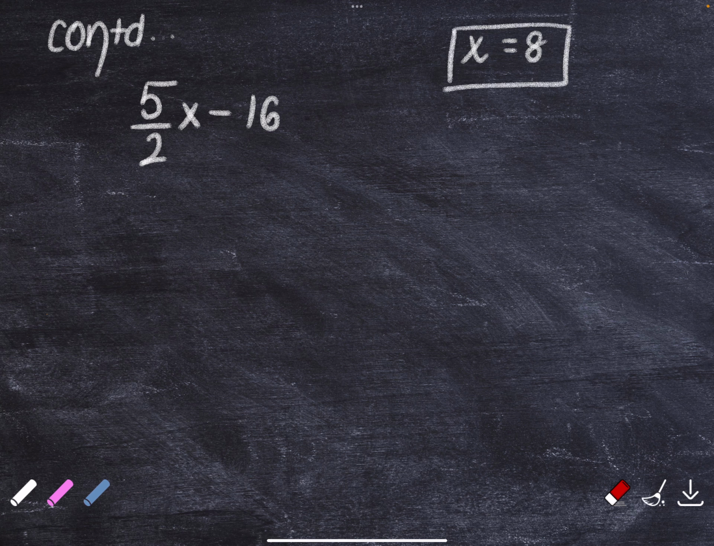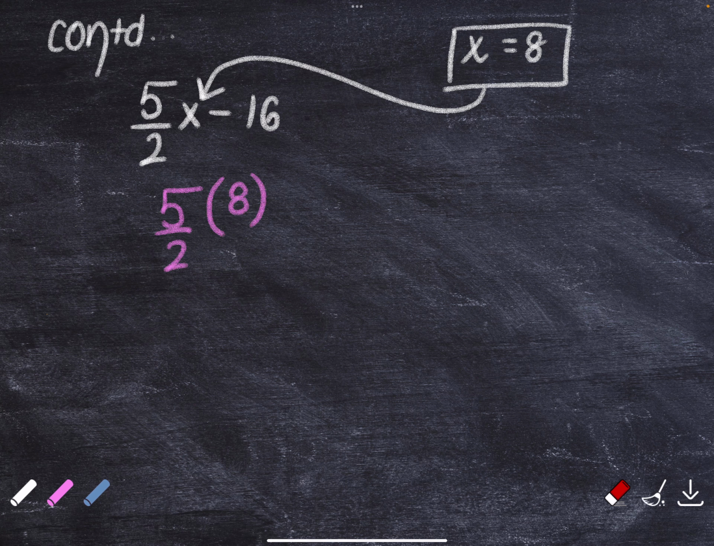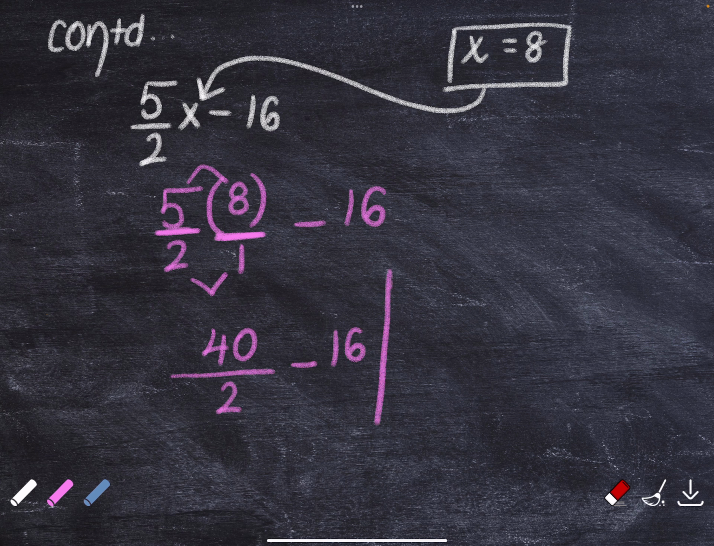So we are going to apply this value of x as 8 into the given expression. It will be 5 over 2, and in place of x, I will put 8, or 8 over 1, minus 16. Whenever I'm multiplying fractions, I need to multiply the tops and the bottoms. So 8 times 5 is 40. 40 over 2 minus 16. Now 40 over 2 is 20, minus 16. 20 minus 16, my final answer is 4, and this will be the answer.